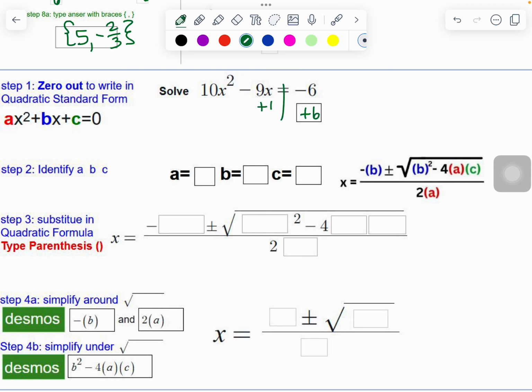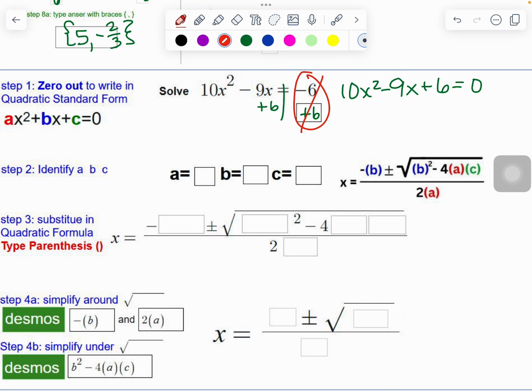And that becomes your c value, because I can see here this is my a because of the x squared, my b is 9x, and this is going to be my c. So I'm going to go ahead and write that here. 10x squared minus 9x plus 6 now equals 0, because this zeroed out right here.